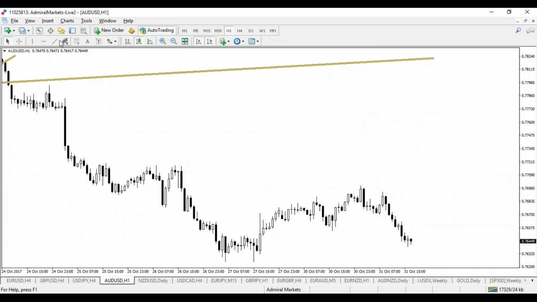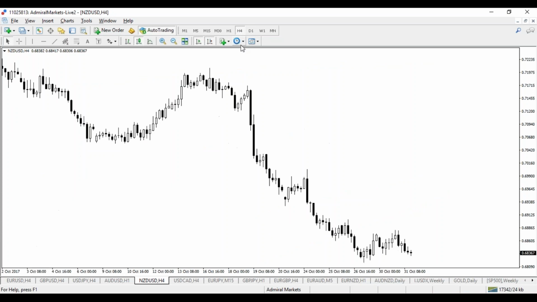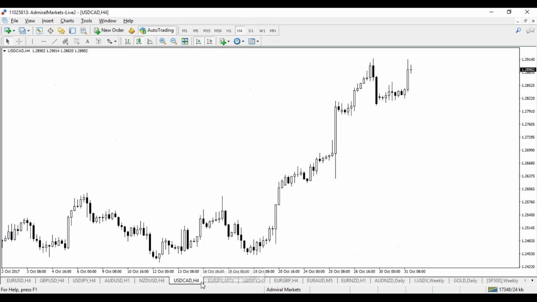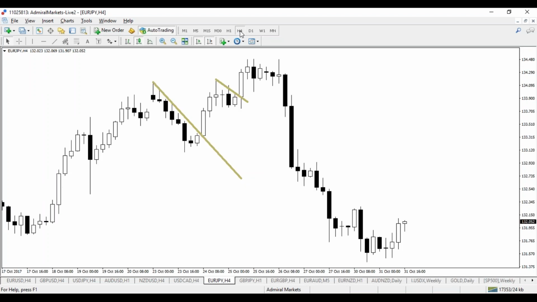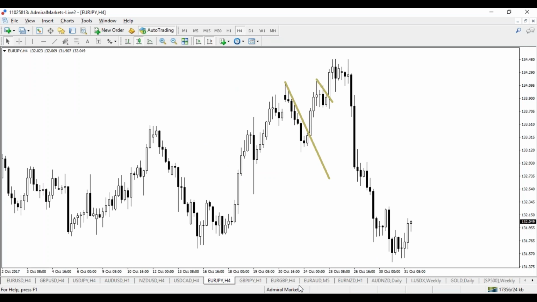Aussie, same story as the euro, but the Aussie did break. All right, and I took this one basically on correction: strong downtrend, corrective pattern, and continuation. Kiwi, also in a bear flag, but at support. All right, let's move on.